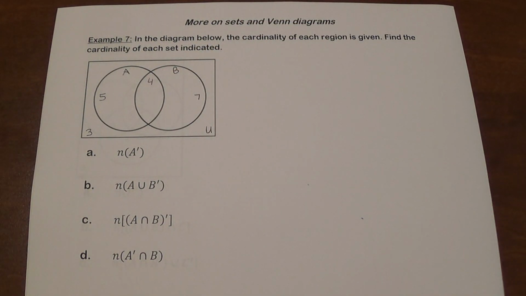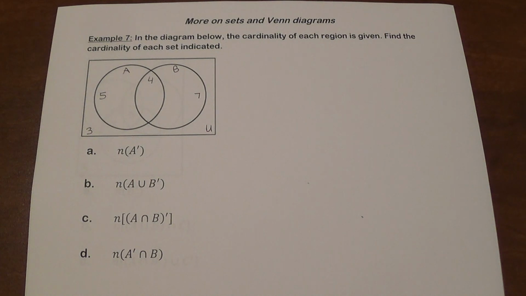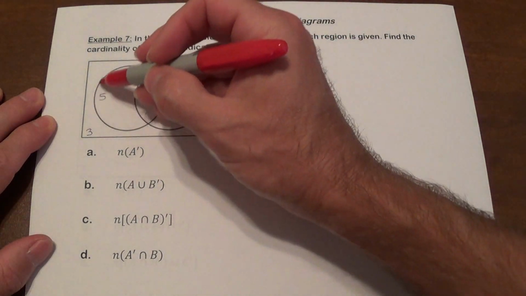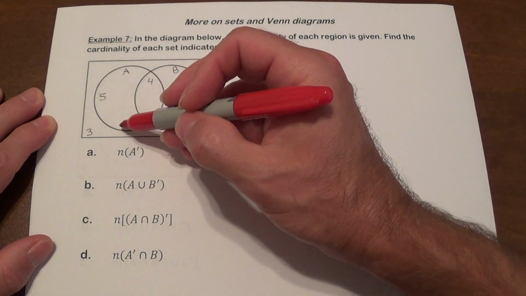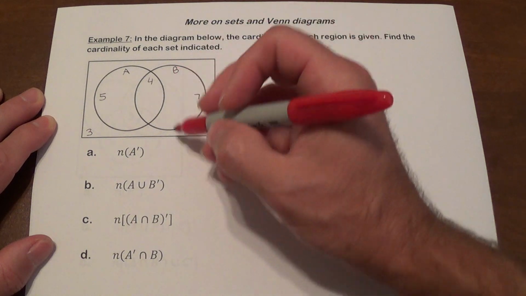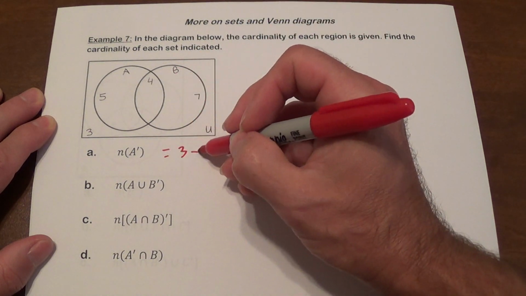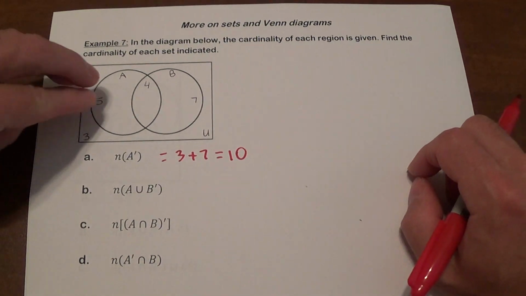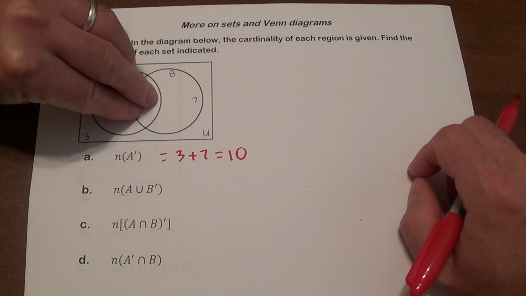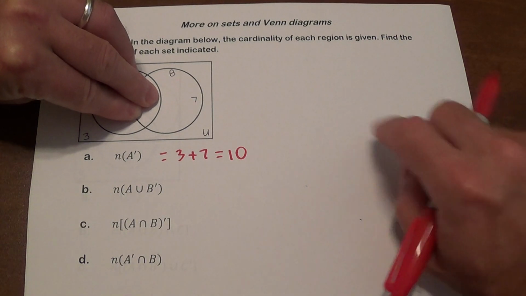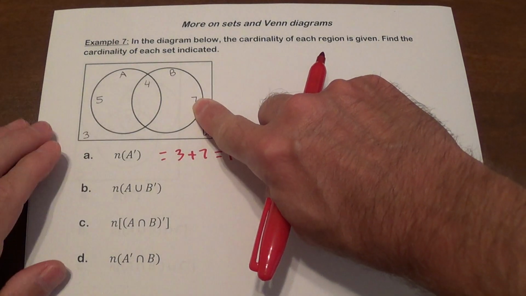So what is the cardinality, or the number of elements in the complement of A? Well, complement of A, so this is A. What's outside of A? We have 3 elements here and 7 elements here, right? So it will be 3 plus 7. That means it contains 10 elements. Just imagine, block these out, A. Everything outside of that will be the complement of A. You have 3 here and 7 there.